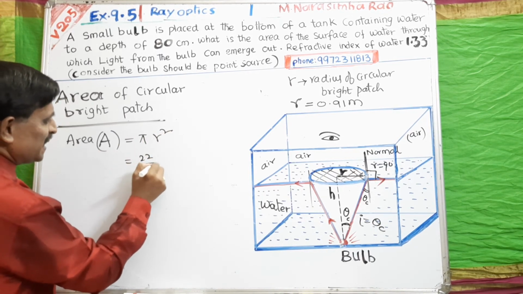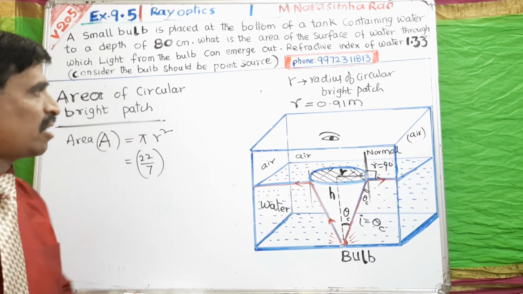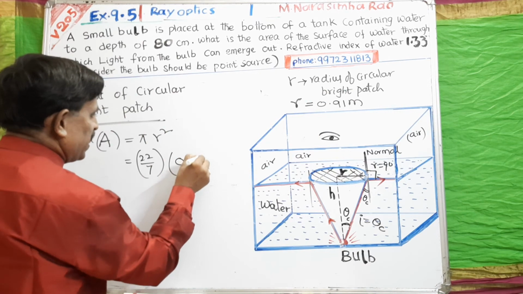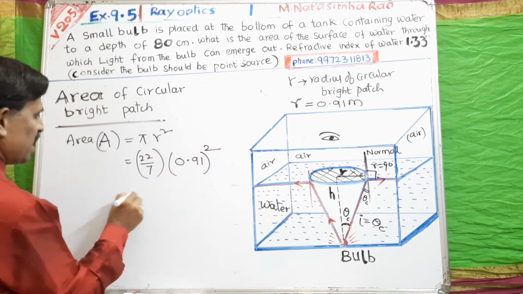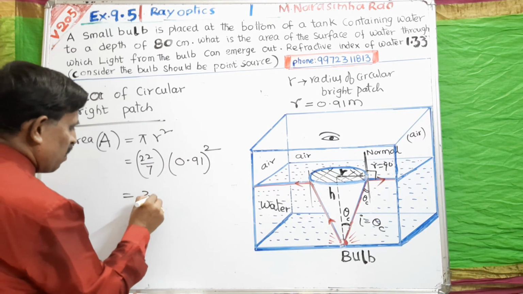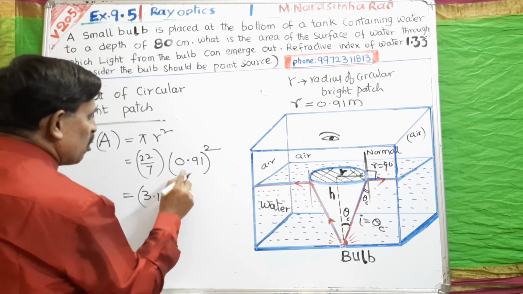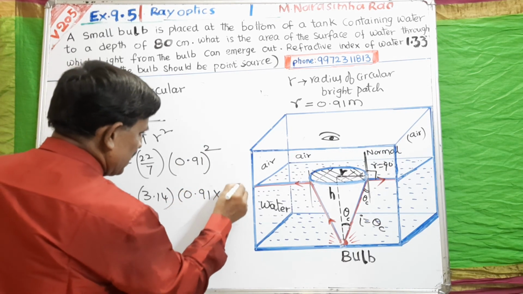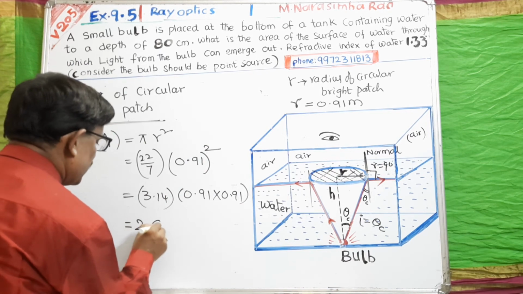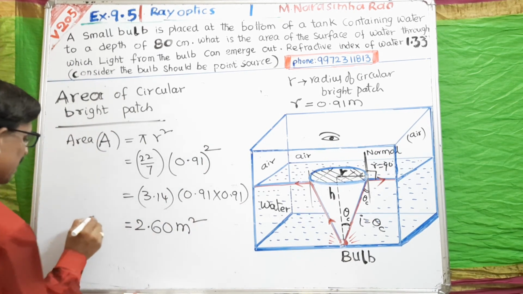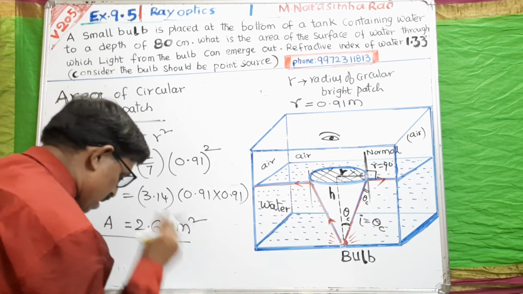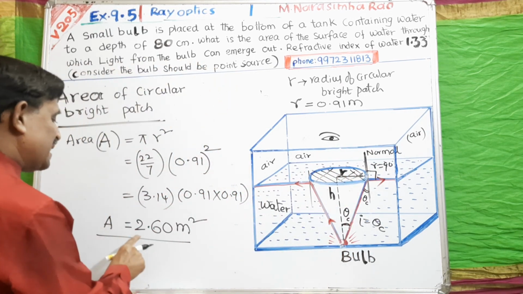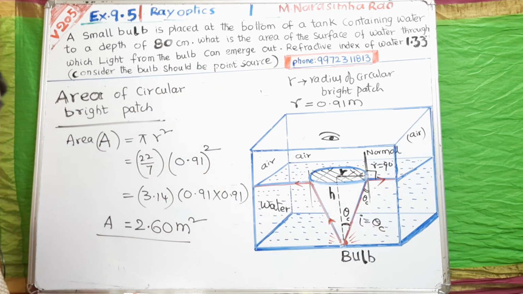Pi is 22/7, and r, the radius of the circular patch, is 0.91. Squared. So 22/7, or 3.14, into 0.91 into 0.91 is nothing but 2.60 meter square. The area of the circular bright patch is equal to 2.60 meter square. Thank you.